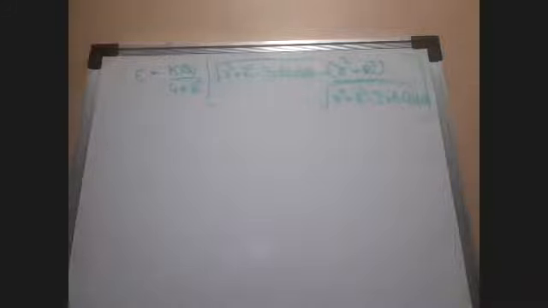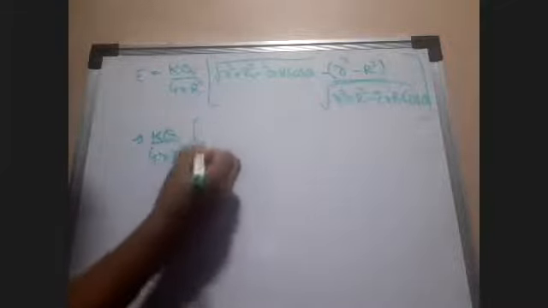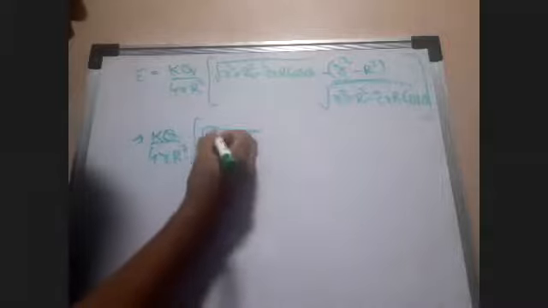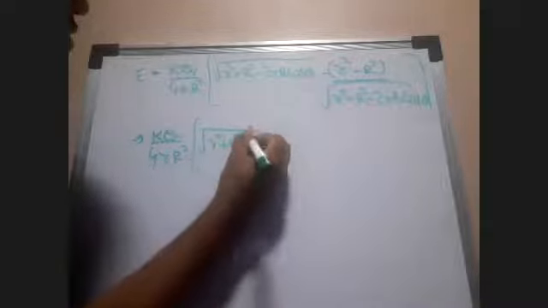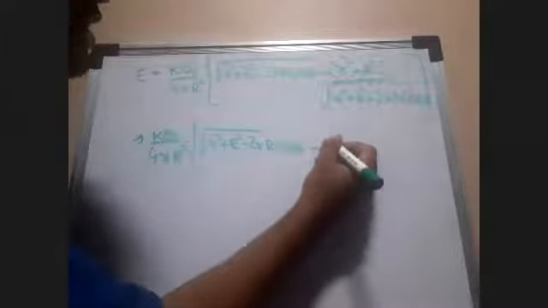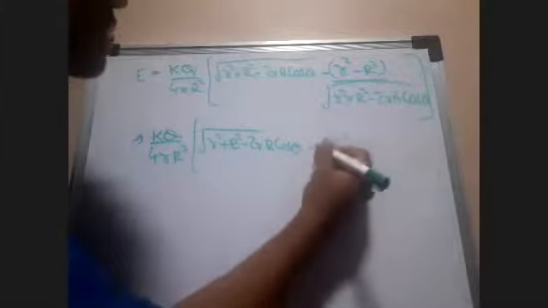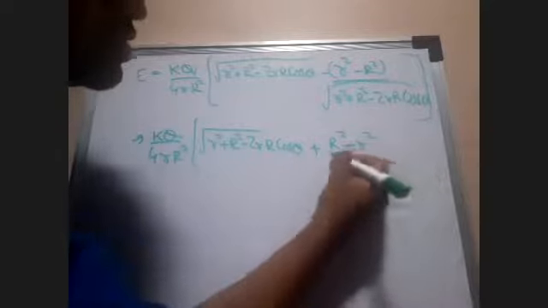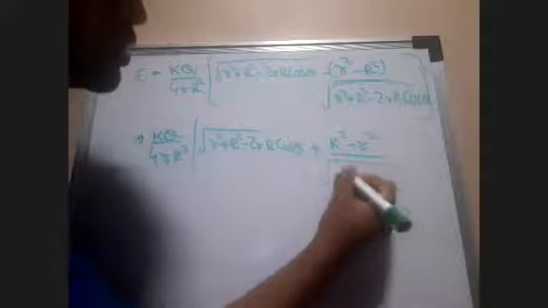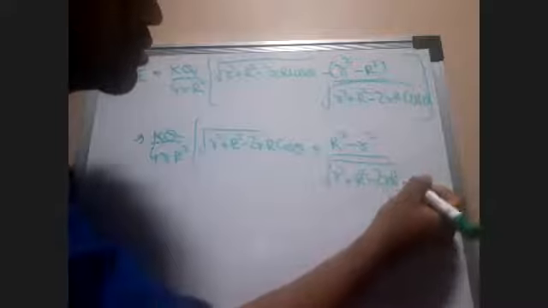So ultimately, this is the equation, and now you can see that r square minus R square is in a bracket. So we will open that. So we will get kq upon 4r R square root of r square plus R square minus 2rR cos theta, minus, I can open the bracket and change the sign, so it will become plus R square minus r square upon the same thing, root of r square plus R square minus 2rR cos theta.